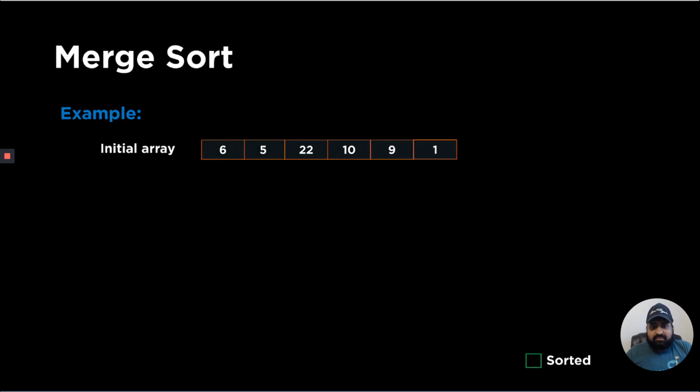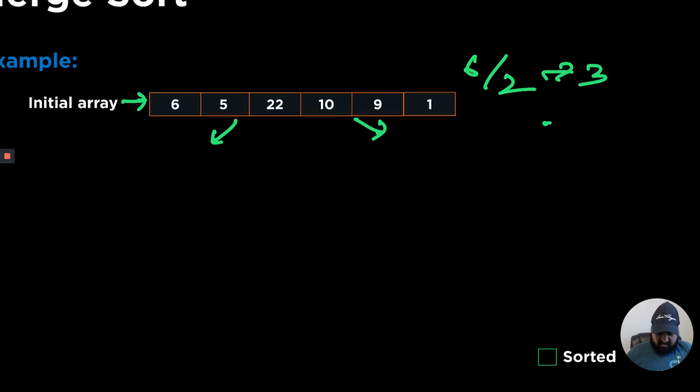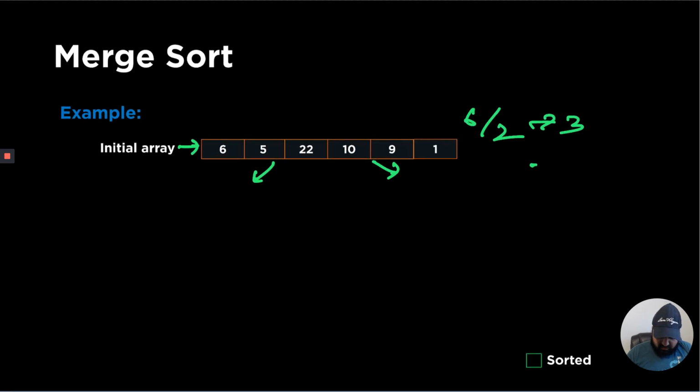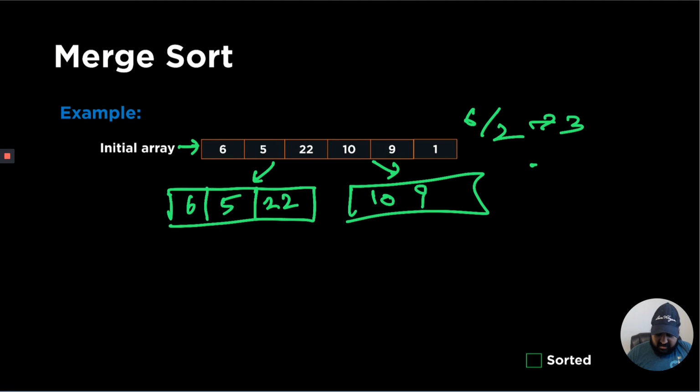So let's take a quick example of merge sort, and then we are going to see the pseudocode, as well as determine the time complexity of this algorithm. Initially we have this array that has these numbers. In merge sort, you're going to break this into two arrays. In this case, the total size of our initial array is 6. So if we divide 6 by 2, it's 3, and we get a nice even result. So we are going to divide it into two chunks. One will be 6, 5, and 22. And another one will be 10, 9, and 1.